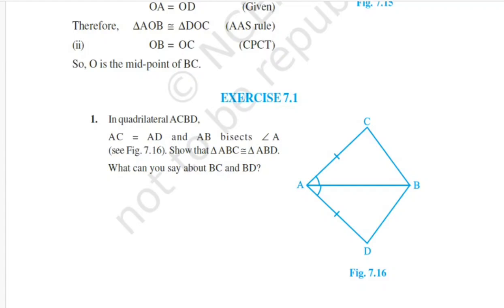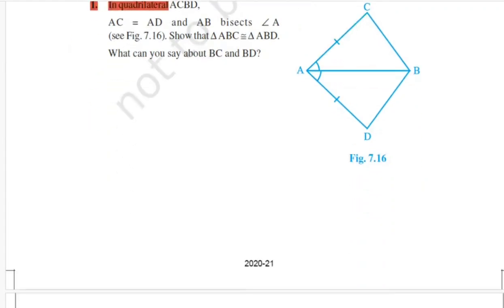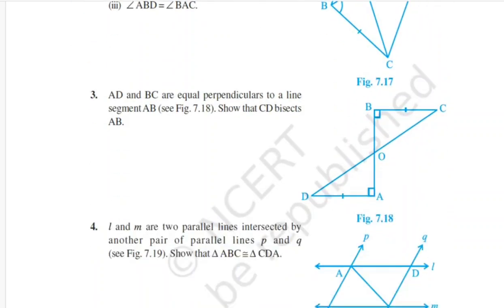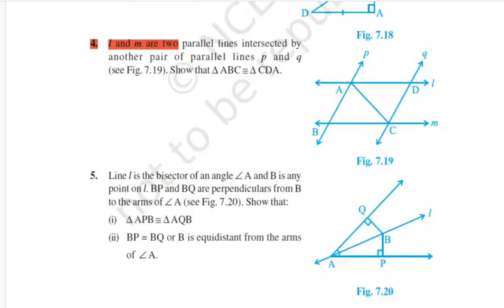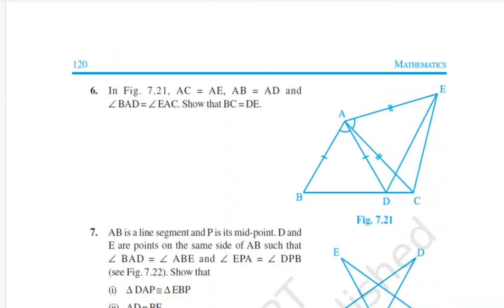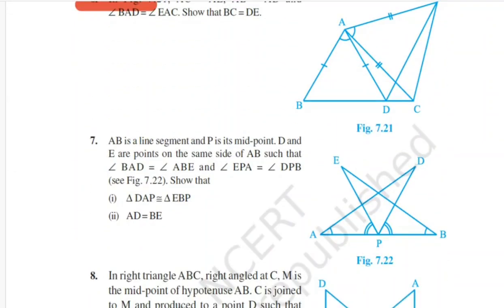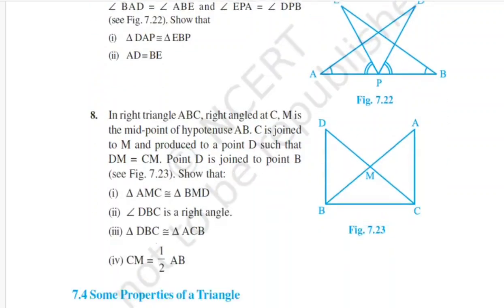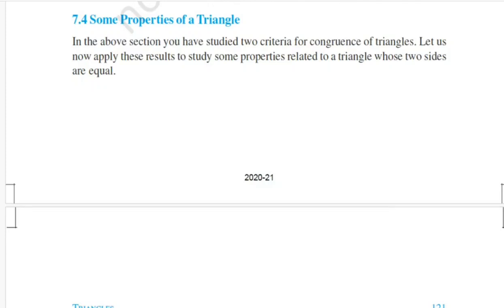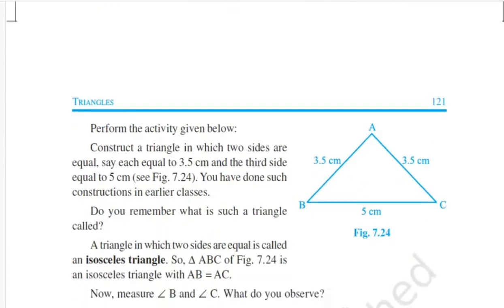Now if I see exercise 7.1, you can see question number 1. Generally question number 2, question number 4 also you can see. These questions are important for exam. Generally question number 6, question number 7 also you can check. Question number 8 also you can check. So these are some questions which you can go through for the exam.